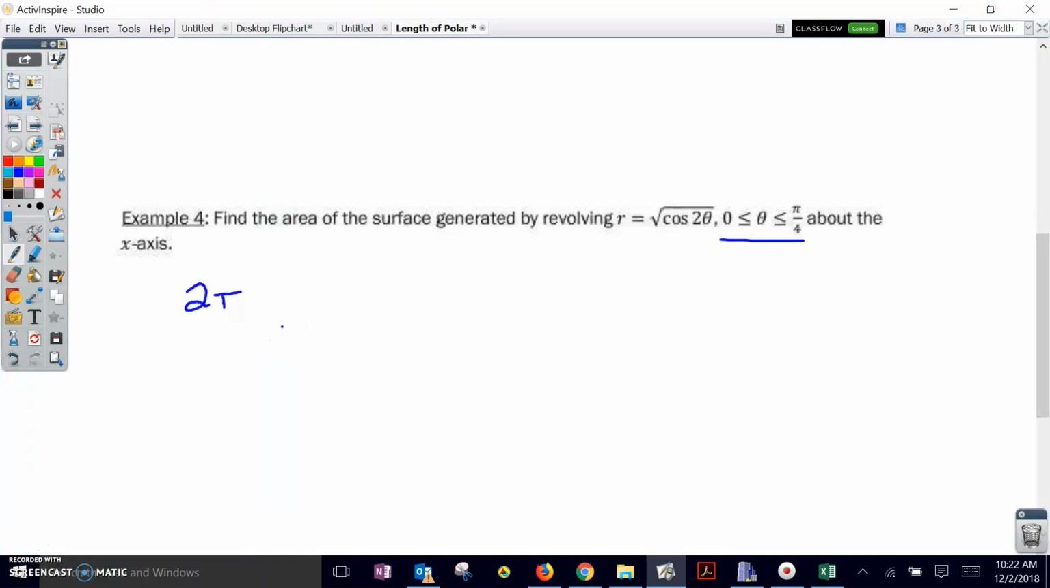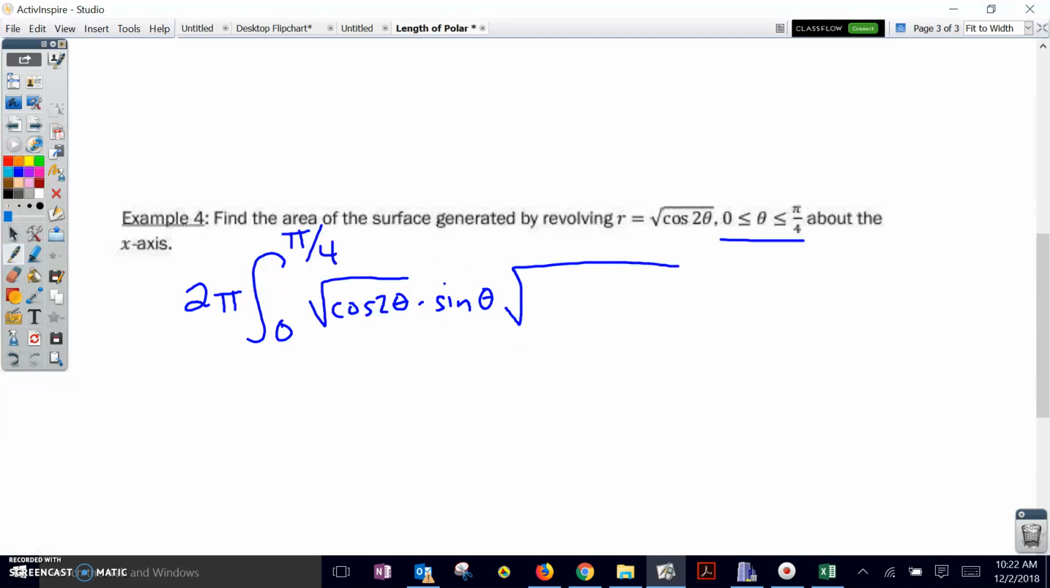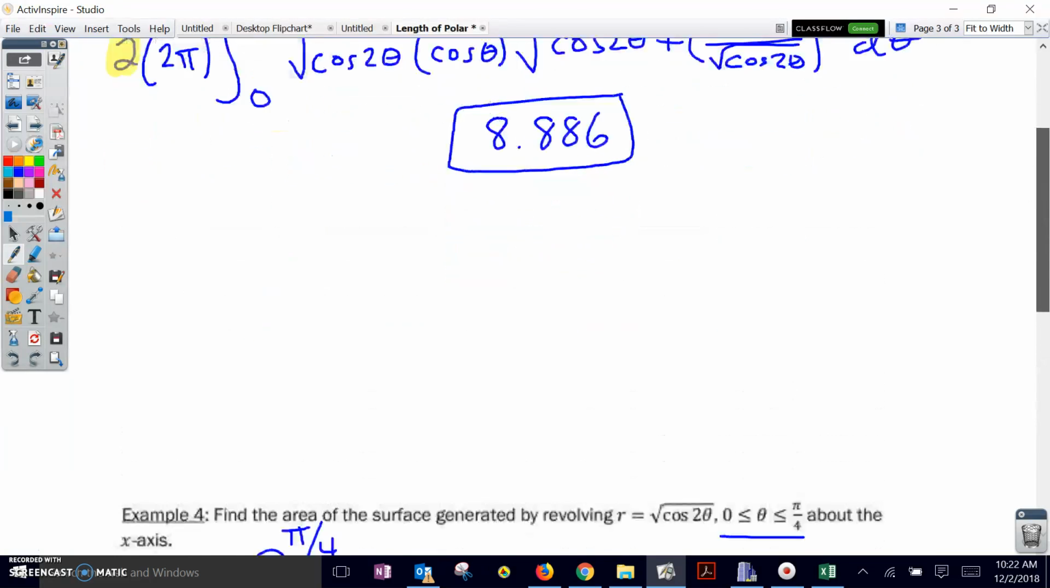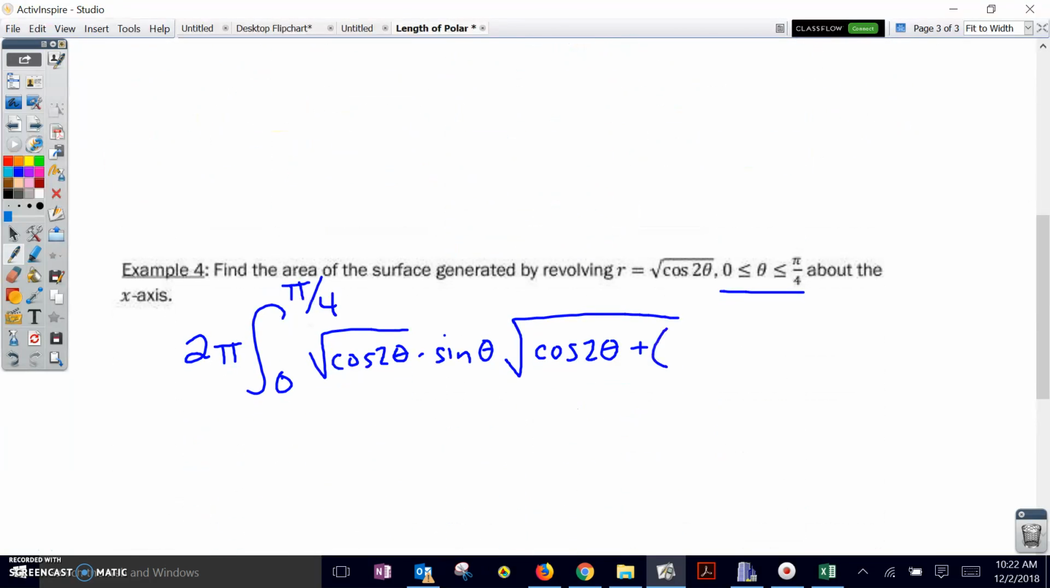So we've got 2 pi times the integral from 0 to pi over 4 of y, which is r sine of theta. So square root of cosine of 2 theta times the sine of theta, times the square root of r squared plus dr d theta squared. It's the same dr d theta, negative sine of 2 theta over the square root of the cosine of 2 theta, all with respect to theta.